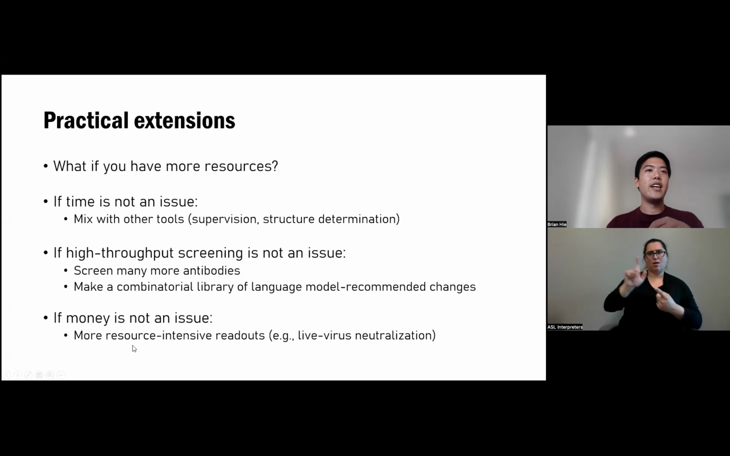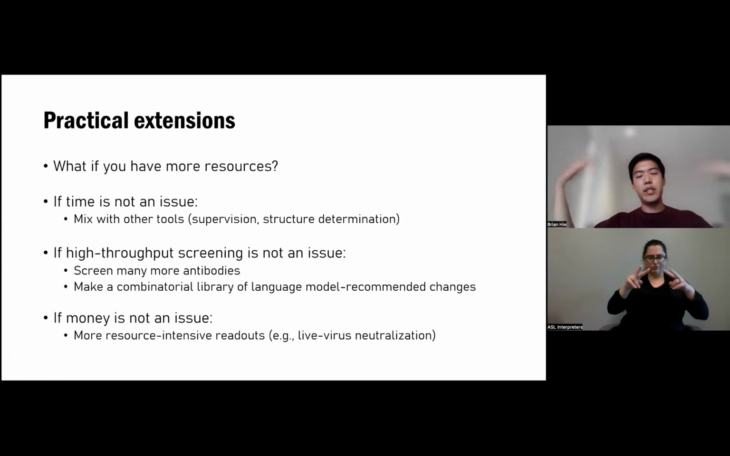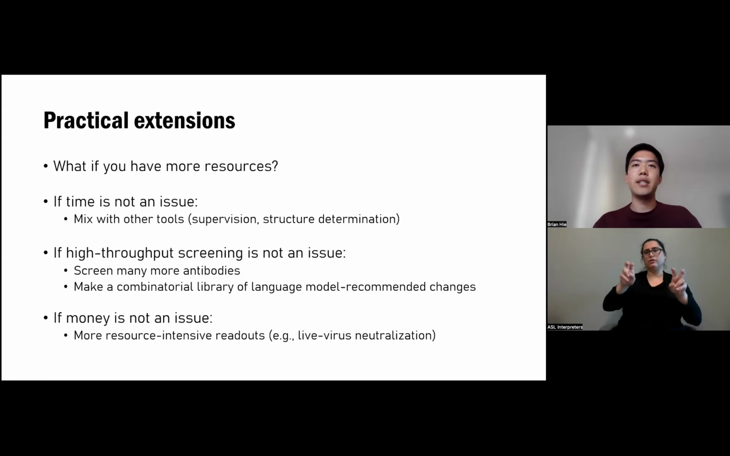And another thing, if money or resources is not an issue, then you could potentially have a more resource intensive readout. We use biolayer interferometry to test binding, but if you're only testing 10 to 20 variants in total, then maybe you can proceed to something more resource intensive, like live virus neutralization. And there's actually someone in the Kim lab who's been having success directly using pseudovirus neutralization as the readout to evolve.